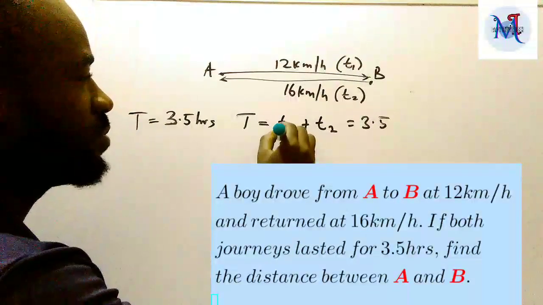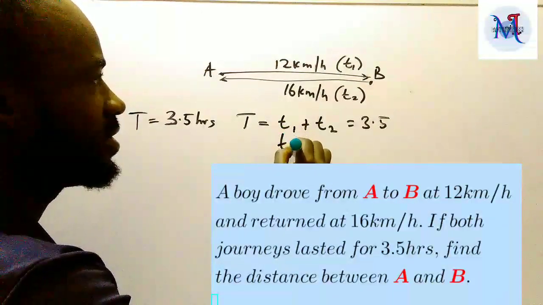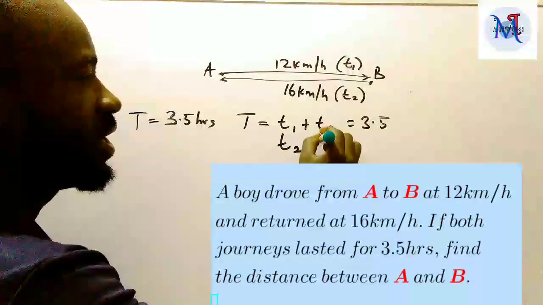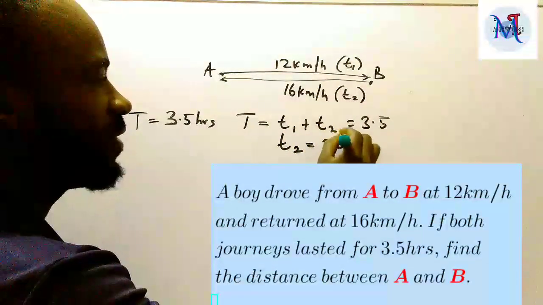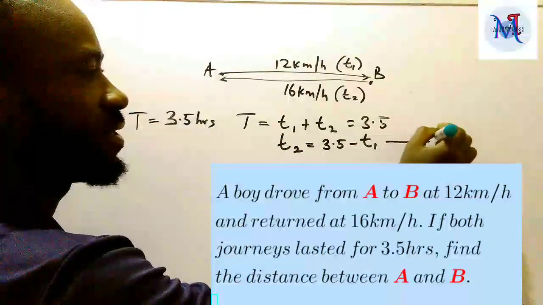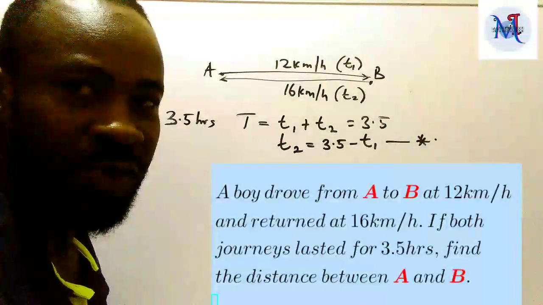Okay? So from here, if I make T2 the subject of the formula, that will give me 3.5 minus T1. So let's keep this equation aside. We are going to need it.